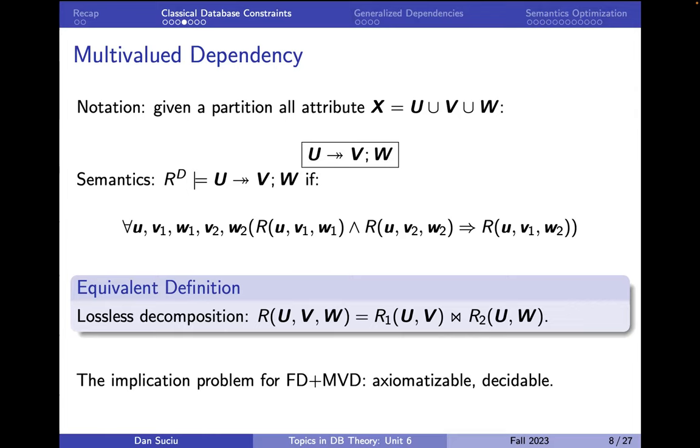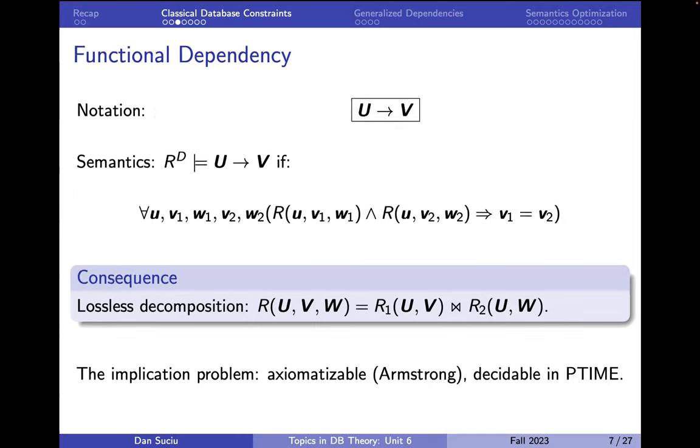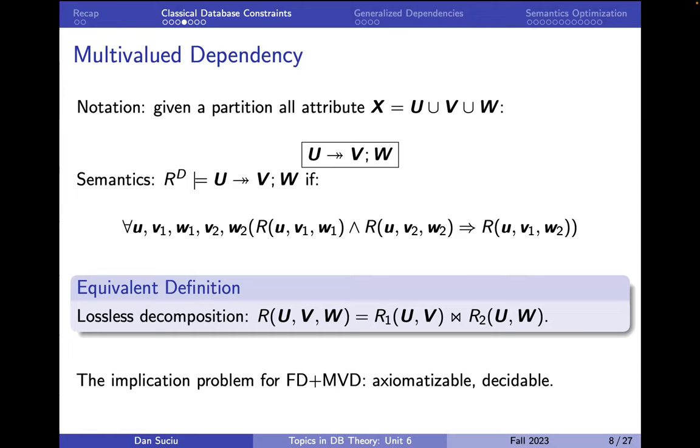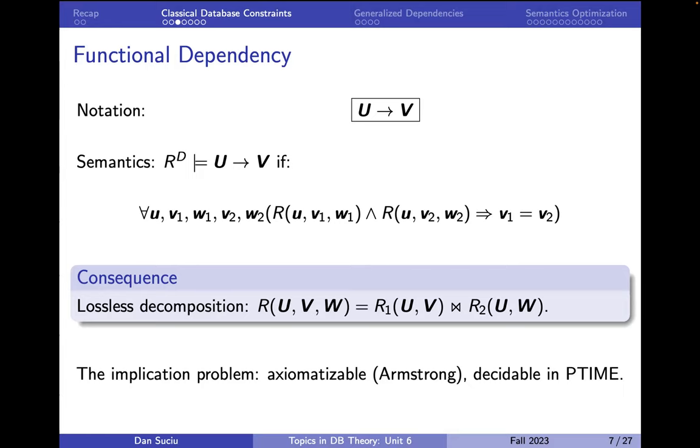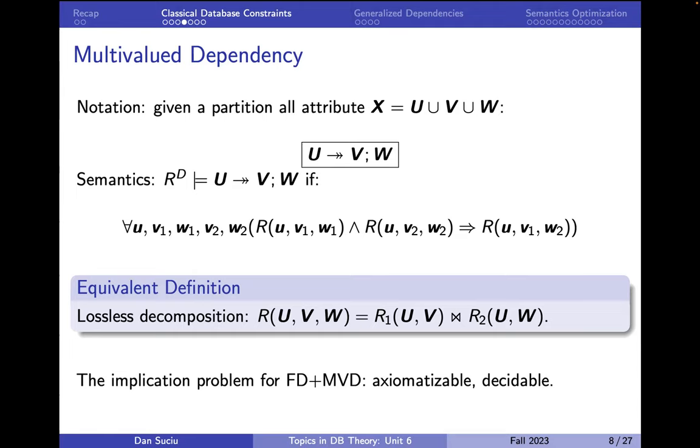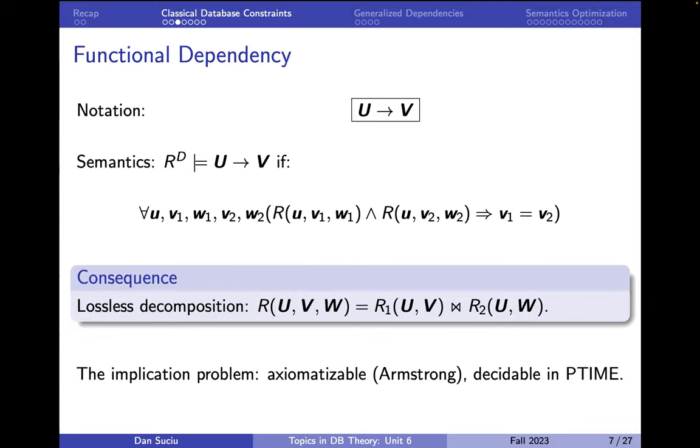Sorry, if you go back to the previous slide, what is the difference between the definitions? Here we have UV joined with UW, and then the next one is the same? Yep. Okay, cool. What is the difference, by the way, between functional dependencies and multivalued dependencies? This is a definition. The multivalued dependency holds if and only if, by definition, this decomposition holds. For functional dependencies, this is a consequence. This tells us something immediate: one implies the other.